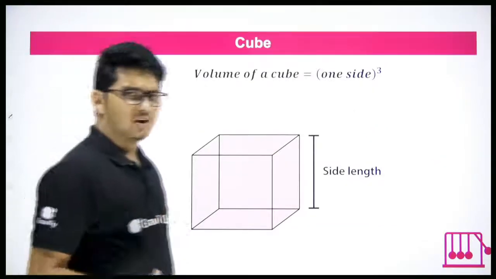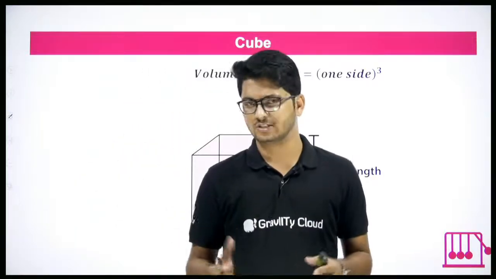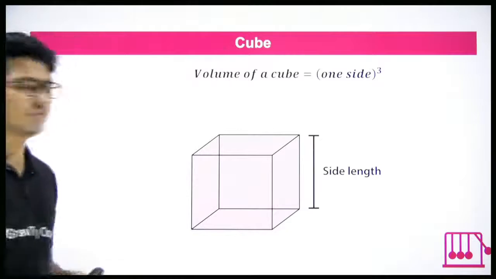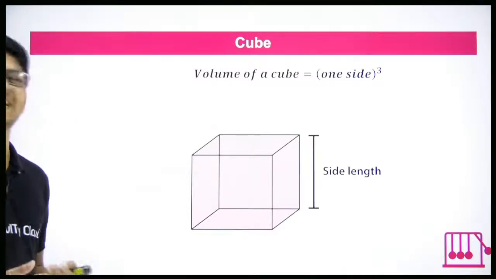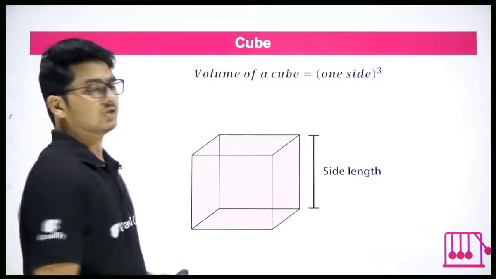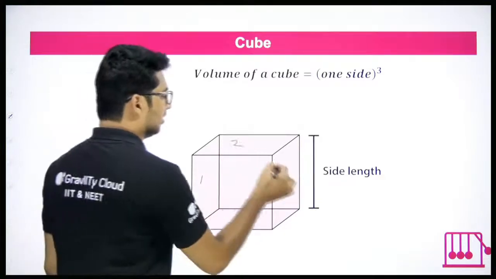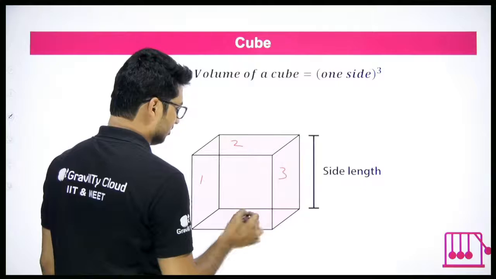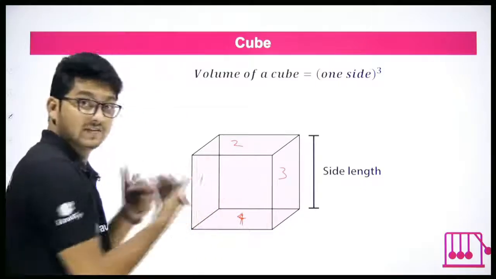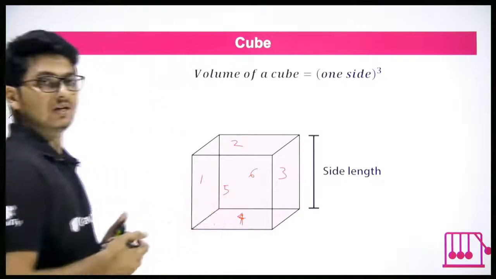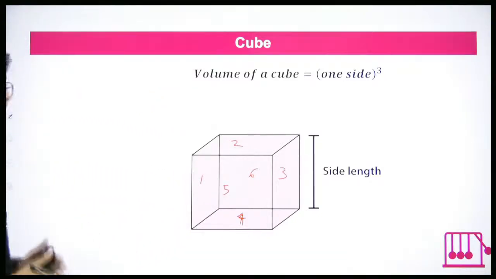Now, when it comes to volume, every object occupies volume, right? So when it comes to a cube, first of all, what is a cube? A cube is a box-like shape. Here, if you count the number of faces: 1, 2, 3, 4, right? Then one is facing us and the other is on that side, so 5 and 6. So it has a total of 6 faces.